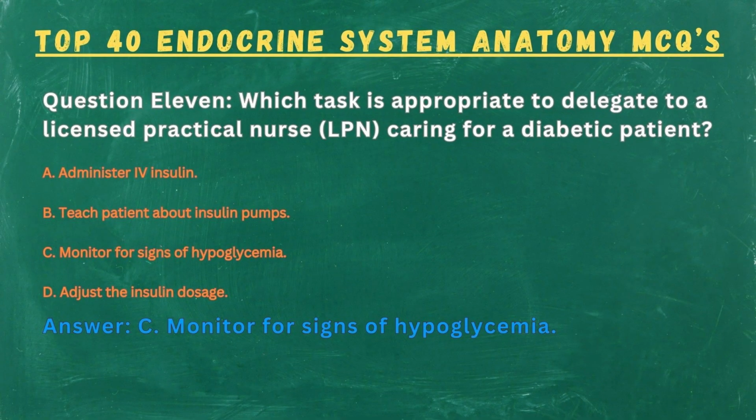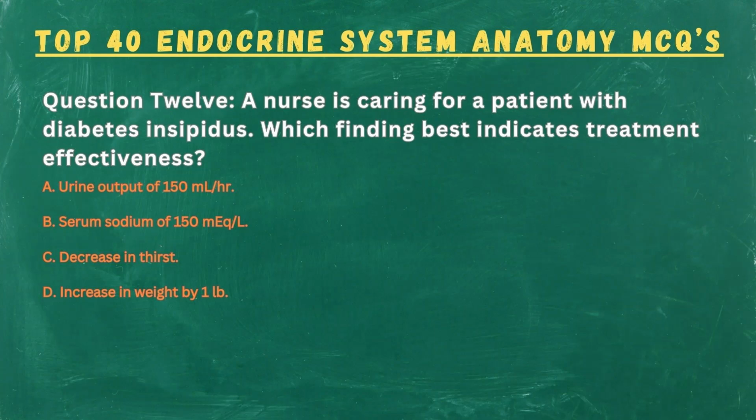Answer: C. Monitor for signs of hypoglycemia. Question 12. A nurse is caring for a patient with diabetes insipidus. Which finding best indicates treatment effectiveness? A. Urine output of 150 milliliters per hour. B. Serum sodium of 150 milliequivalents per liter. C. Decrease in thirst. D. Increase in weight by 1 pound.